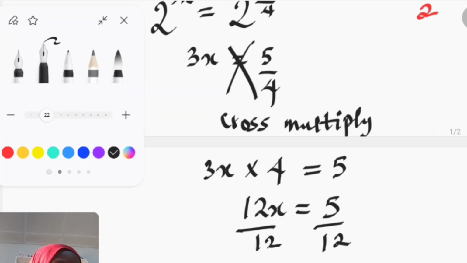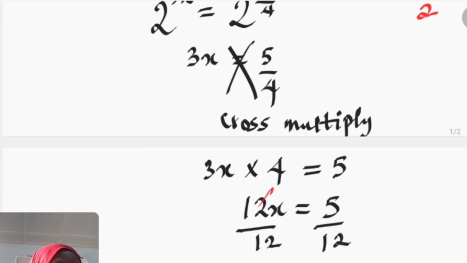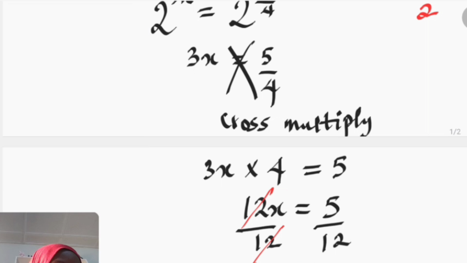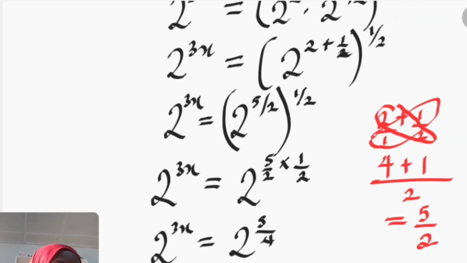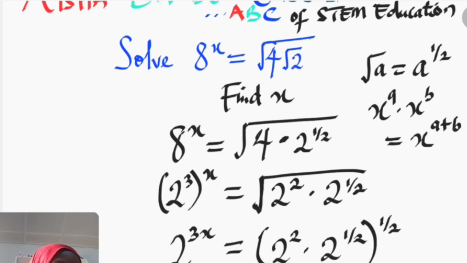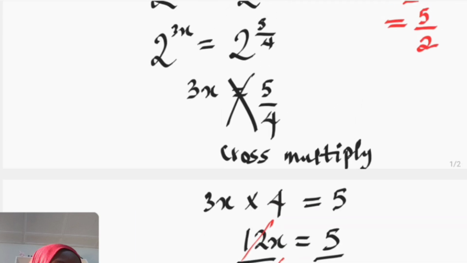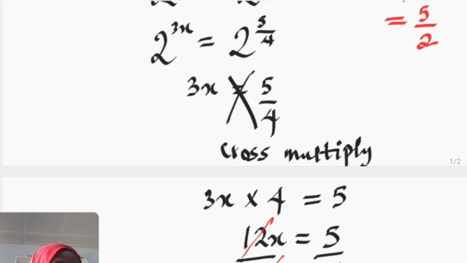Dividing both sides by 12, so looking at this now, 12 cancels out and we are left with the value of x on the left hand side, and on the right hand side we have 5 over 12. And 5 over 12 is in its lowest term. So we stop here because we can't simplify this further. So what this means is that the value of x for these indices, 8 to the power of x is equal to root 4 root 2, gives us the final answer as 5 over 12.